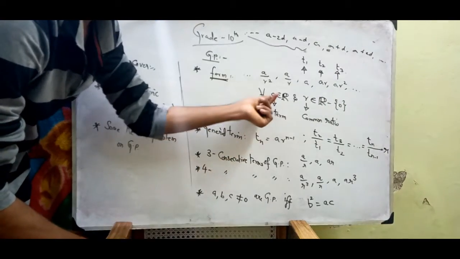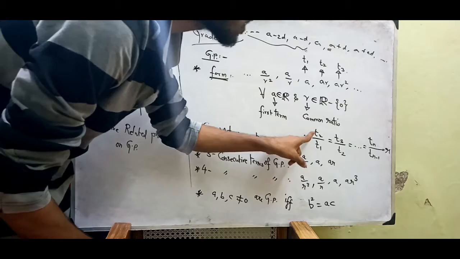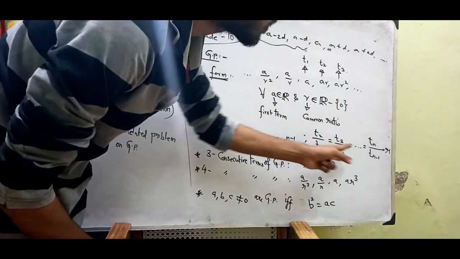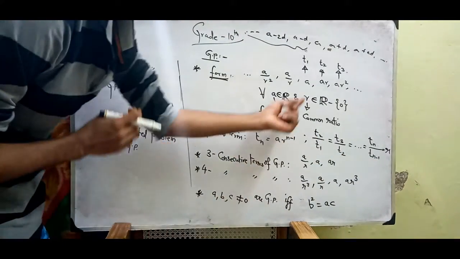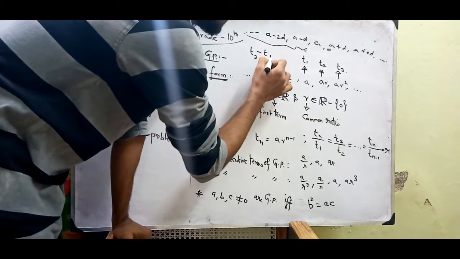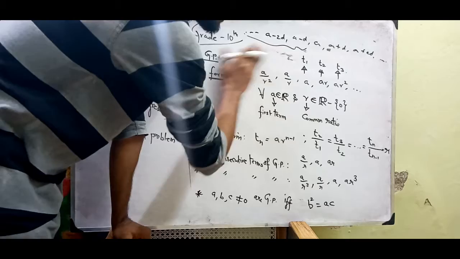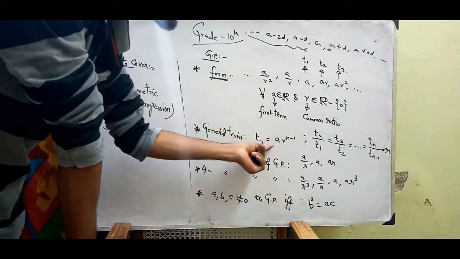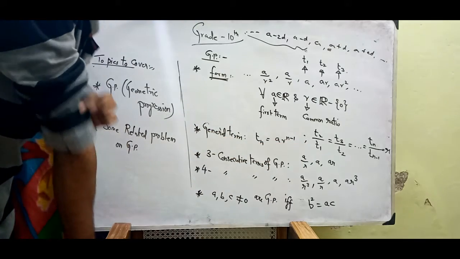So the first term is denoted as a and the common ratio is denoted as r. Also note that t2 divided by t1, t3 divided by t2, and so on, tn divided by tn minus 1 is nothing but the common ratio r itself. As we know that in AP, t2 minus t1 and t3 minus t2 should give the same constant term. So in general, we say tn equals a r raised to the power n minus 1.